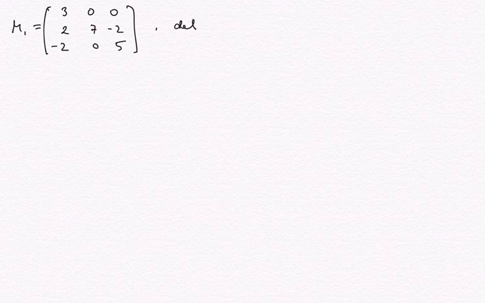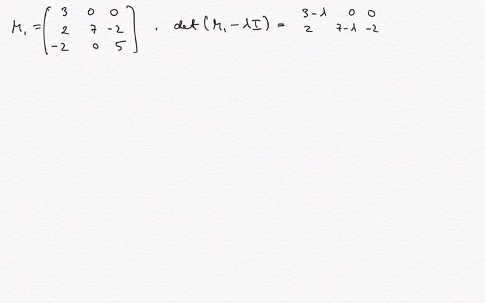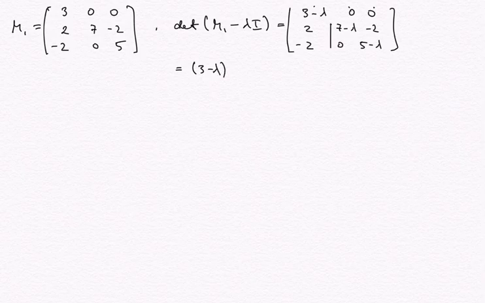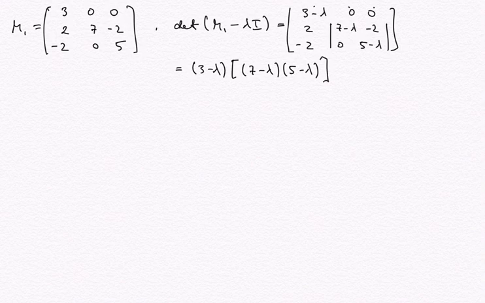So we get the eigenvalues by evaluating the determinant of M1 minus lambda times the identity. This is 3 minus lambda 0, 0, 2, 7 minus lambda, minus 2, minus 2, 0, and 5 minus lambda. I can see that if I expand the determinant along the first row, I only have to deal with one non-zero element here. The other two do not matter because they annihilate everything. And so I get 3 minus lambda times the determinant of the submatrix that results from deleting the first row and the first column. So the determinant of this 2x2 submatrix here is 7 minus lambda times 5 minus lambda, minus 0 times minus 2, but that's 0. And so I'm already done here.